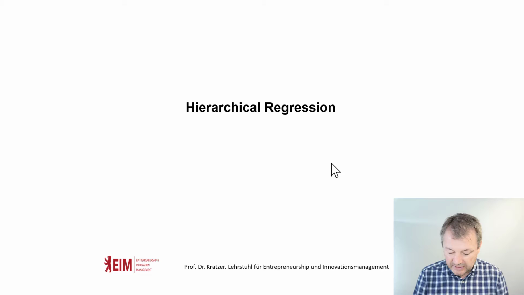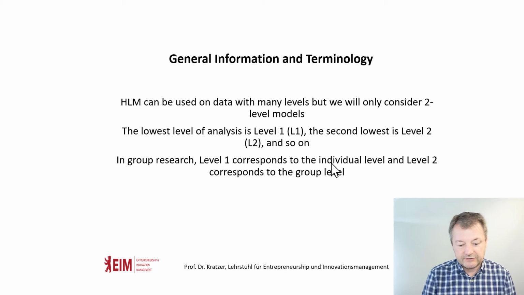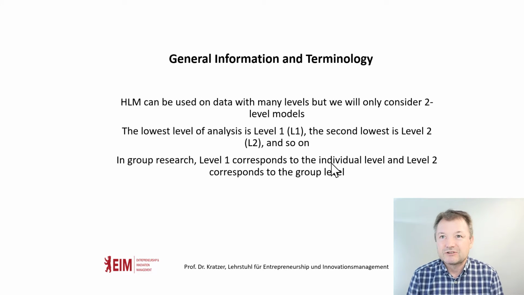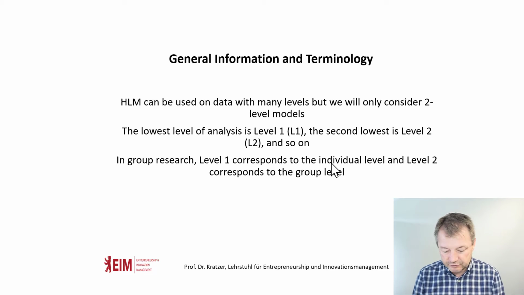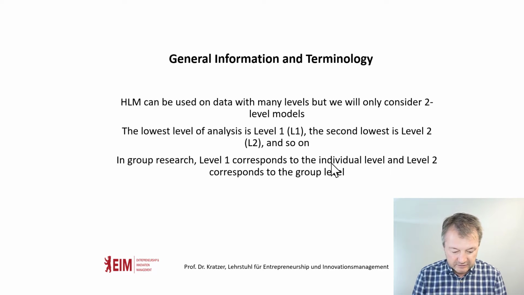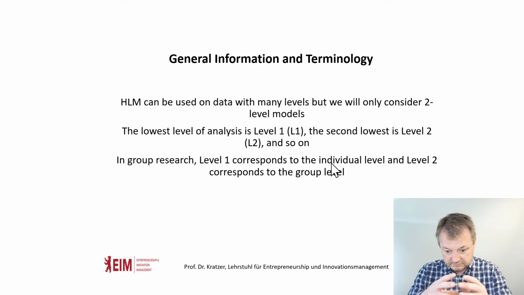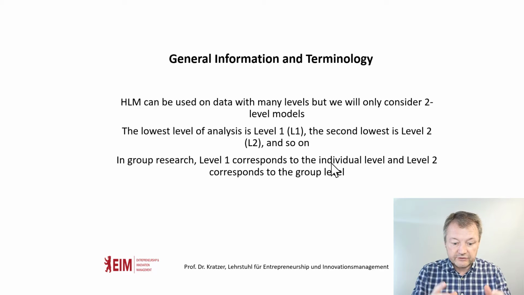Hierarchical regression is based on the assumption that we have several levels. Just imagine a school. Could also be a university, but a school. At a school we have these school kids on an individual level. School kids are grouped in classes, in school classes. Then you have different types of schools. So you can imagine that there are actually 3 levels: the individual level, the group level, and the school level.